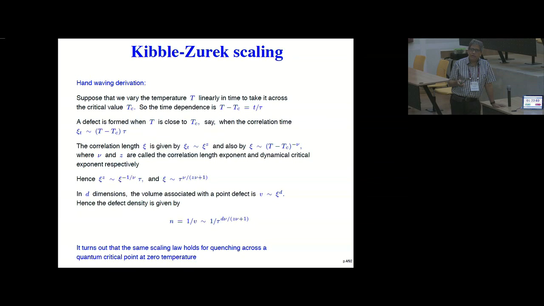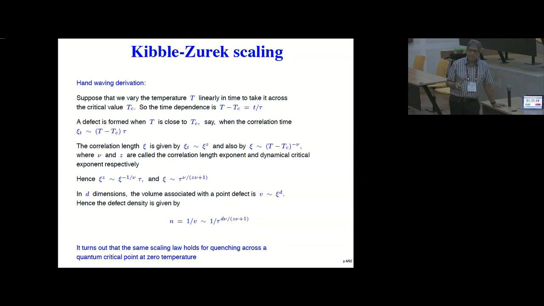Now, near the critical point, there's a correlation length of the system, xi, and this xi scales with the correlation time in a particular way. The correlation time xi_t scales as the correlation length to the power z, where z is called the dynamical critical exponent. Also, xi diverges when you approach the critical temperature as (T minus Tc) to some power minus nu. So there are two critical exponents which have shown up here: nu, the correlation length exponent, and z, the dynamical critical exponent. From these equations, you can show that xi to the power z is xi to the power minus 1 by nu times tau, and so from that, you can show that xi goes as tau to some power.